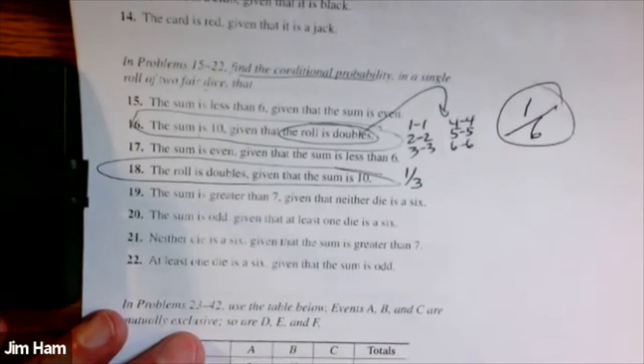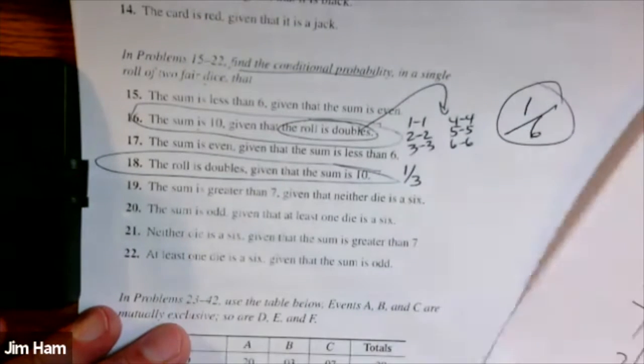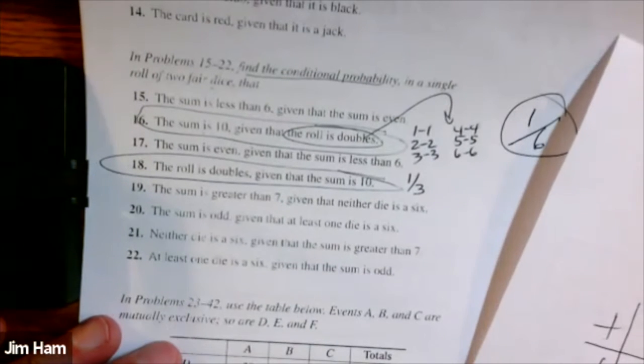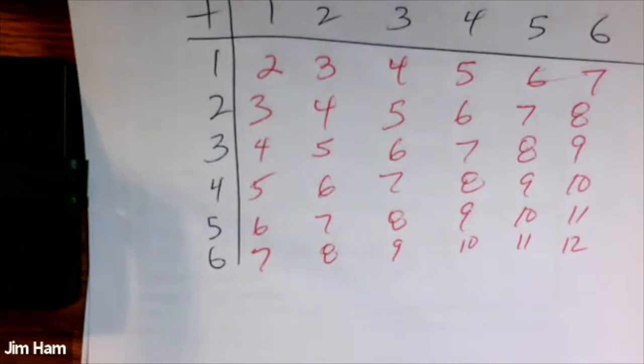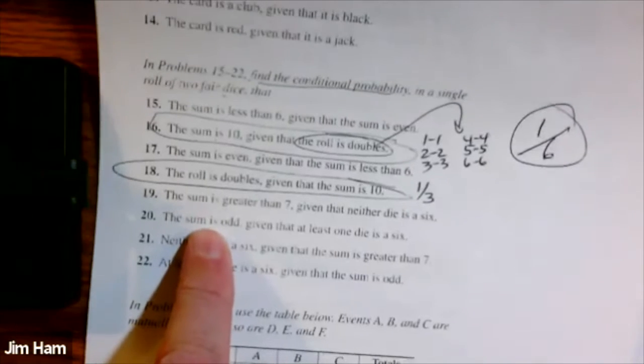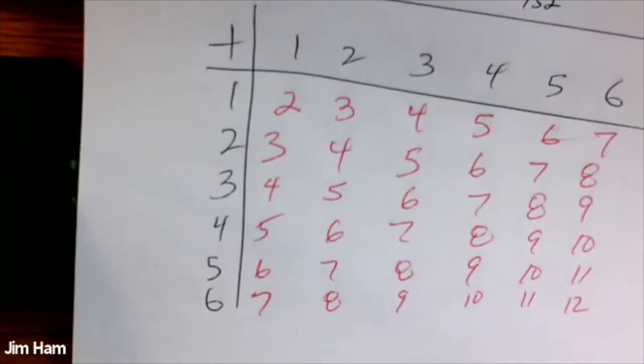All right, number 20. Number 20 says, the sum is odd given that at least one die is a 6. At least one die is a 6. Here's the grid. So you have to count two things. How many different rolls would there be where at least one 6 is rolled? And then of those that you just counted, how many of them have an odd sum? Odd in the mathematical sense, as opposed to even.